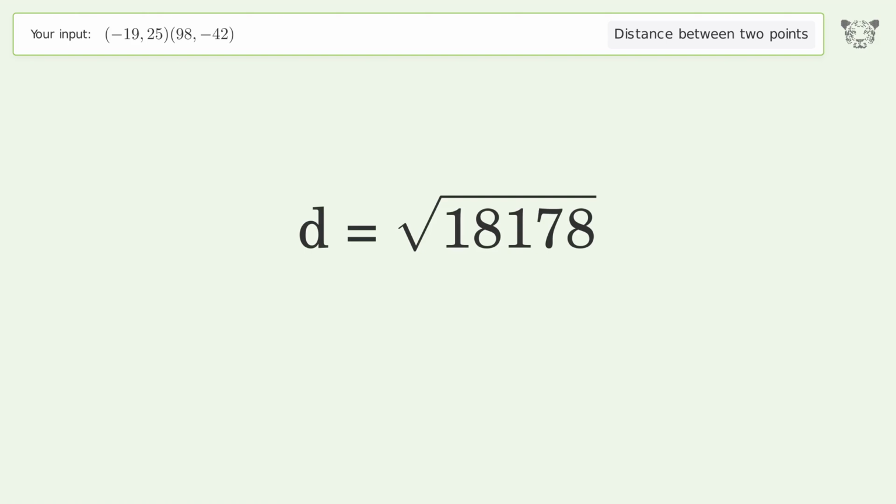And so the distance between the 2 points is the square root of 18,178, or 134.826.